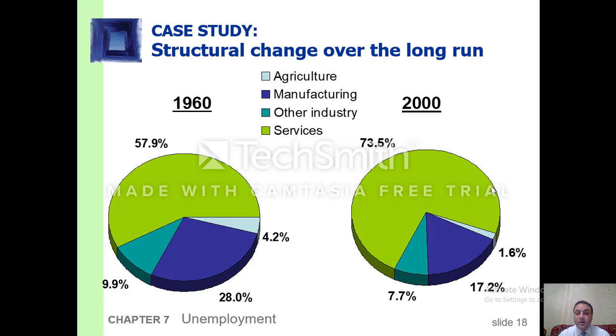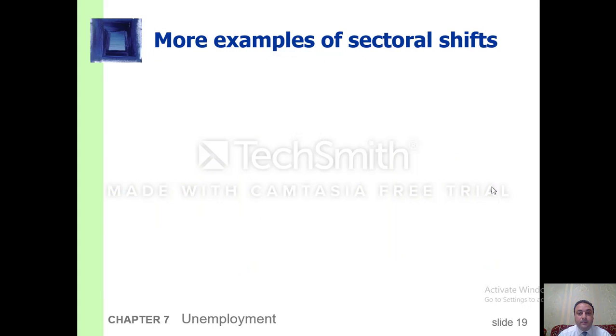And over time, in 2000, we can see the increase of the service sector to 73%, which 40 years before was only 55%. Also, the manufacturing sector decreased to 17% from 22%, and so on. So this is an example of the sectoral change in the economy and what causes frictional unemployment.